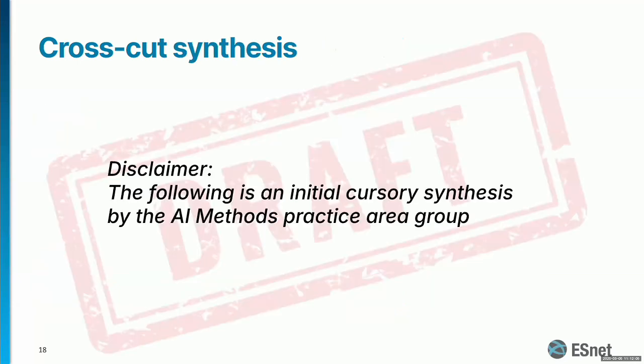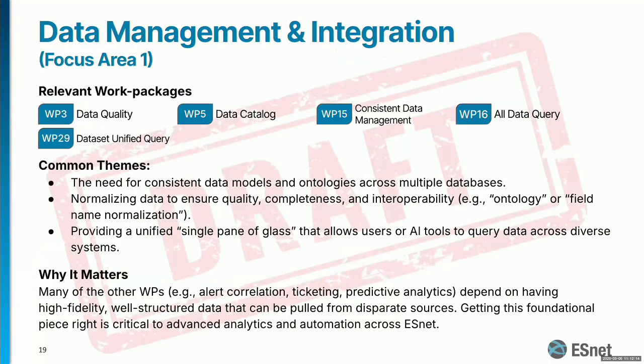So I'm going to give you a really initial cursory synthesis of what one of the groups came up with, right? After we did this crosscut analysis, the AI group actually said, hey, there are 5 areas that we need to focus on. The first one is data management and integration. In here, there are 4 work packages that are related specifically to data management and integration.